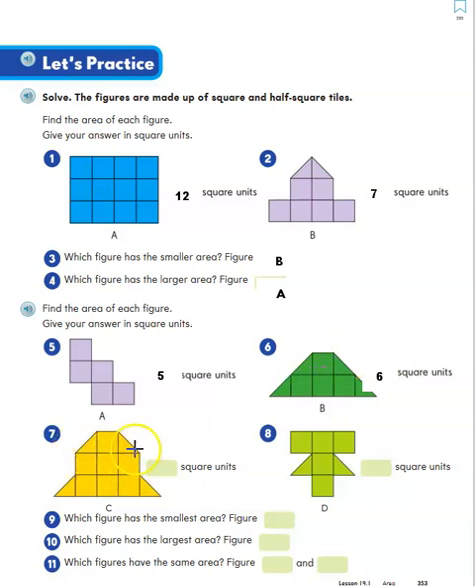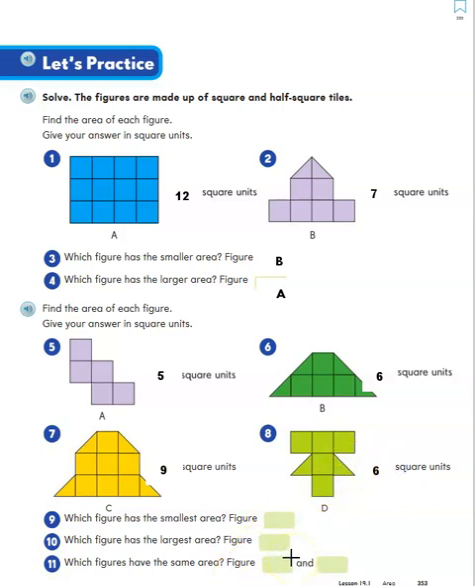Okay, this one has some half squares as well. So 1, 2, 3, 4, 5, 6, 7. And then these 2 make 8, and these 2 make 9. So this shape has an area of 9 square units. And then number 8, 1, 2, 3, 4, 5, and those 2 little ones on the side make 6. So that would be 6 square units.